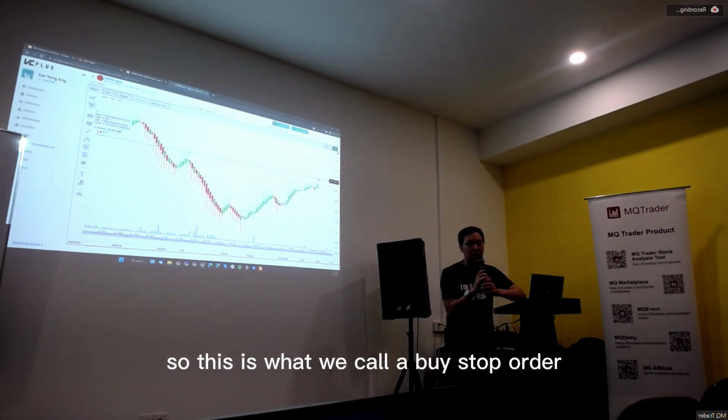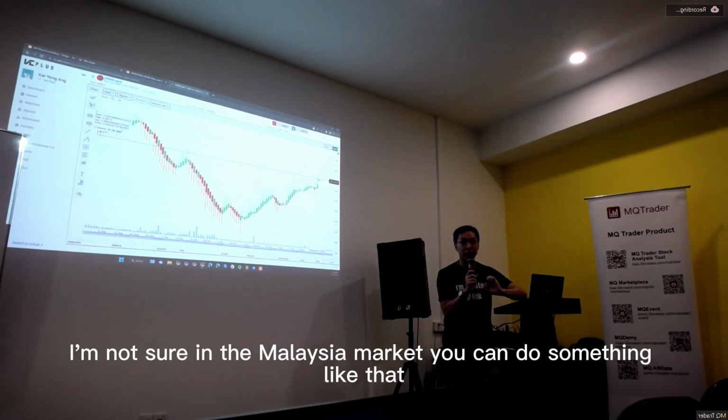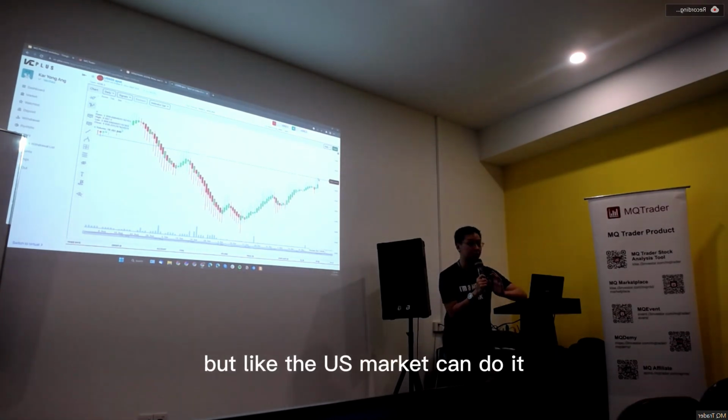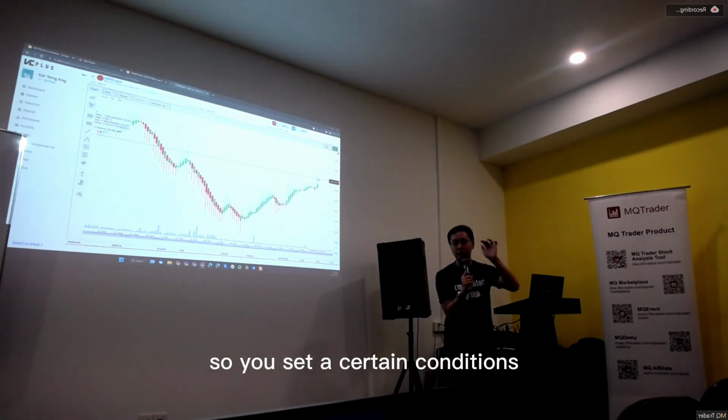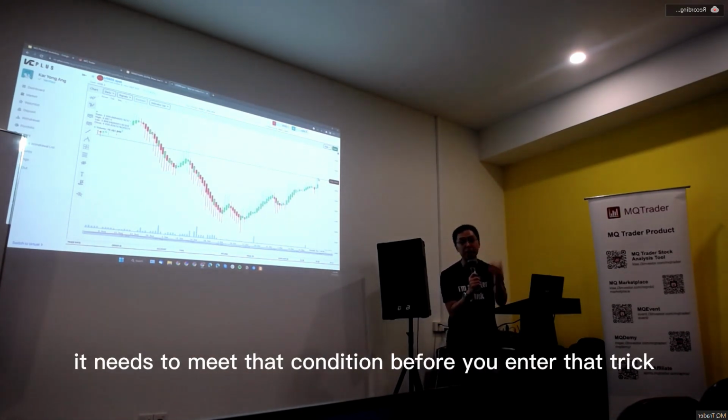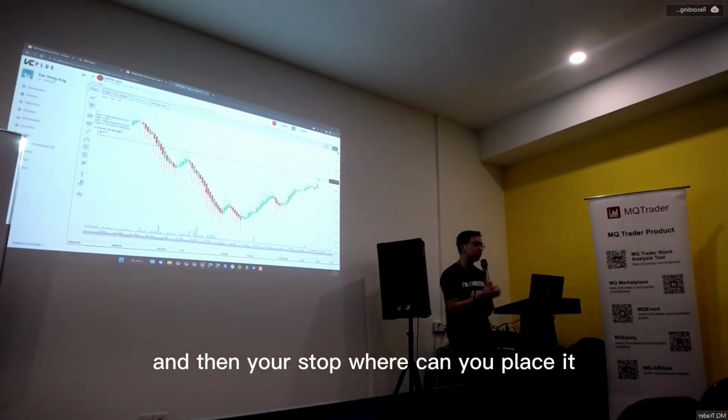Okay, so this is what we call a buy stop order. I'm not sure in the Malaysian market you can do something like that, but in the US market you can do it. So you set certain conditions. It needs to meet the condition before you enter that trade. Okay, then your stop, where can you place it?